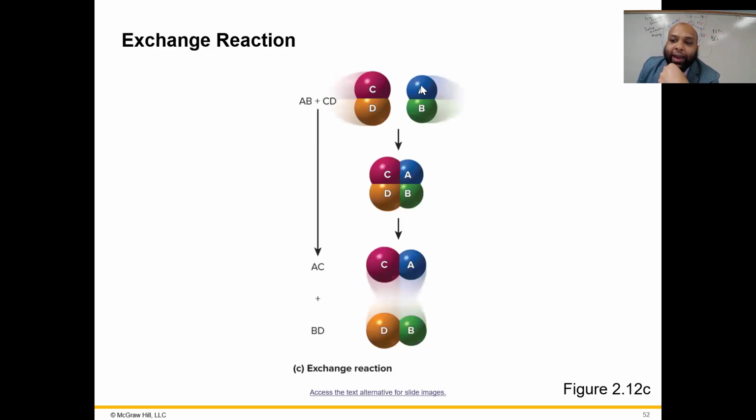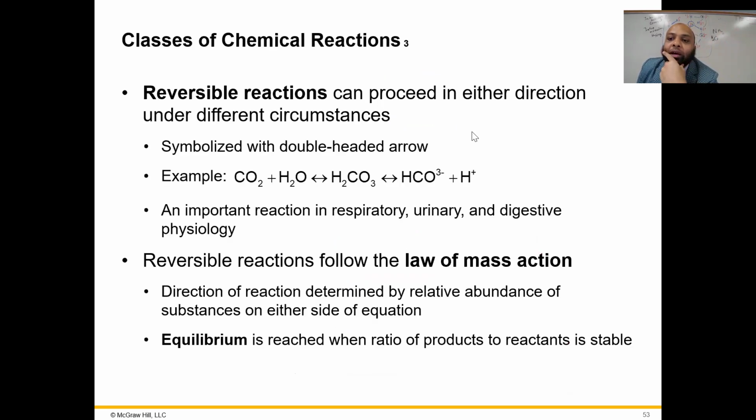But if you look here, AB and CD reacting, then you end up with AC instead of AB, and BD instead of CD. So that's a reversible reaction. It can proceed in either direction under different circumstances. It is symbolized with double-headed arrows. You see carbon dioxide and water are going to give you carbonic acid, and carbonic acid is going to dissociate into bicarbonate. So reactions can be reversible.